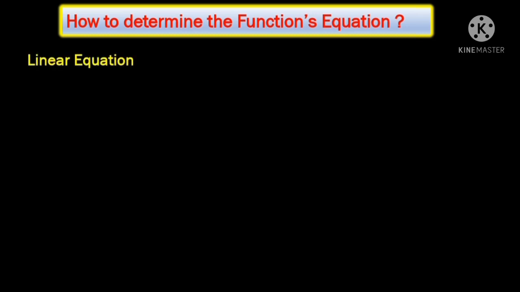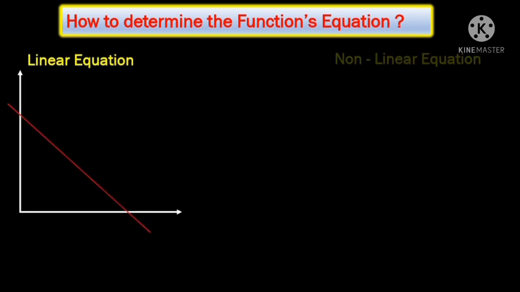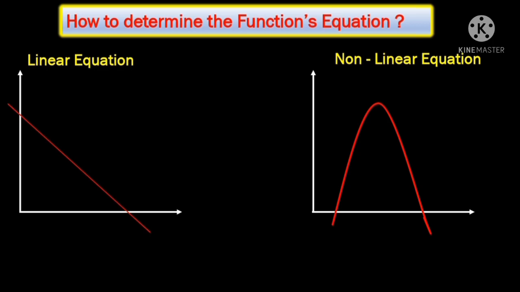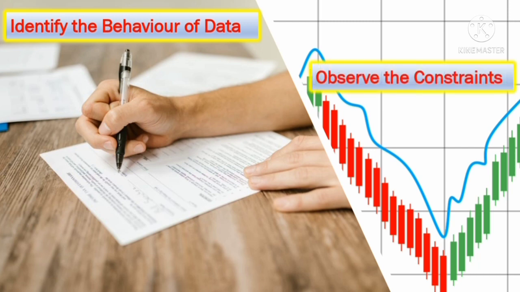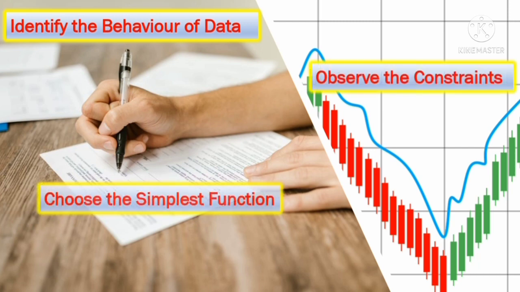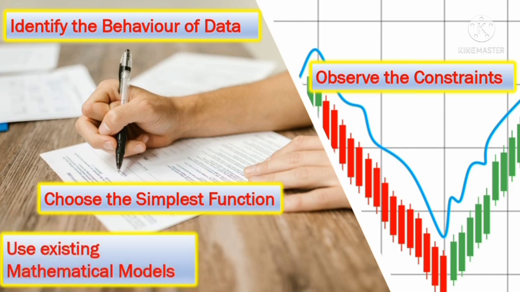Friends, you may ask, how do we know that the velocity function is square root of 2t? How do we know whether these equations are linear or non-linear? Well, this is done by collecting data and identifying its nature. We also need to check the constraints of the functions and choose the simplest function possible. Sometimes we can also use existing models. And friends, this is how equations of different scenarios are formed.